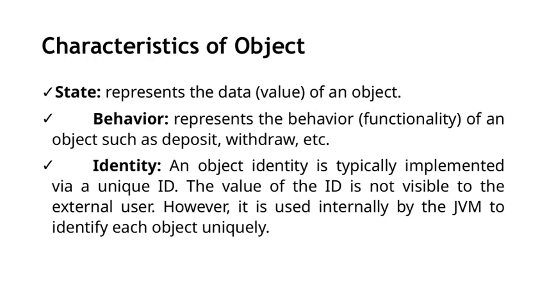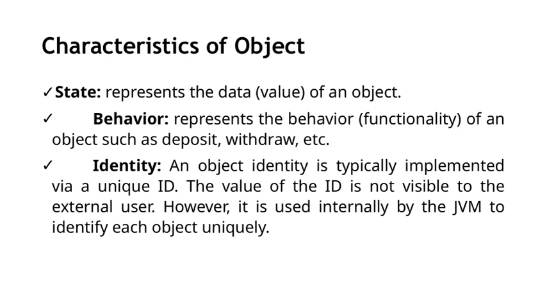Let's take a closer look at the characteristics of an object. First, the state refers to the data or value that an object holds at any given moment. Think of it as the current information stored within the object. Next, behavior describes what an object can do, its functionality. For example, a bank account object might have behaviors like deposit or withdraw. These are the actions that define how the object interacts with other parts of the system.